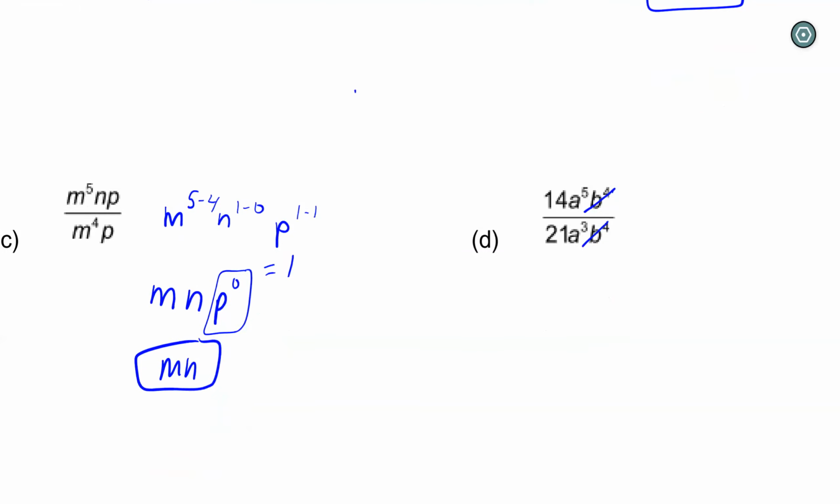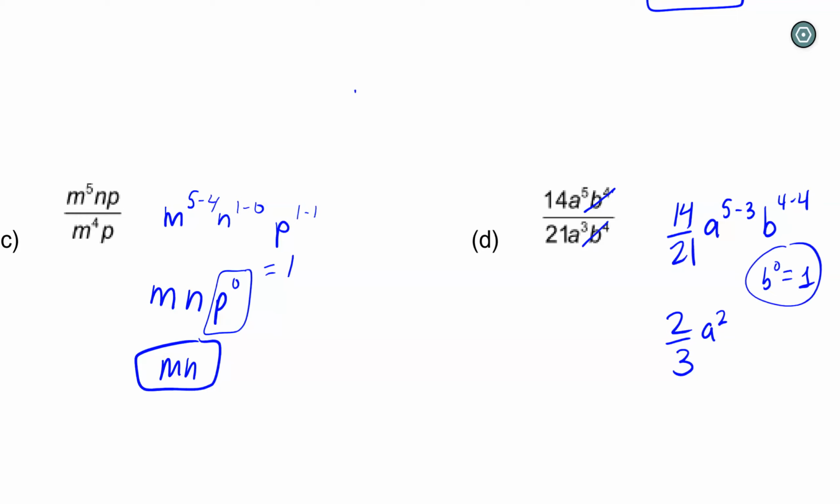So anything that is the same in the denominator and numerator cancels out. Yeah, if it's the same power. Like in D, the B cancels out. Yep. 14 over 21, a to the 5 minus 3, b to the 4 minus 4. So 14 over 21, can I reduce that? Exactly, 2 over 3 times a squared, and then b to the 0 is equal to 1, so I can just leave it alone. Cool. Yeah, let's keep going. Awesome.